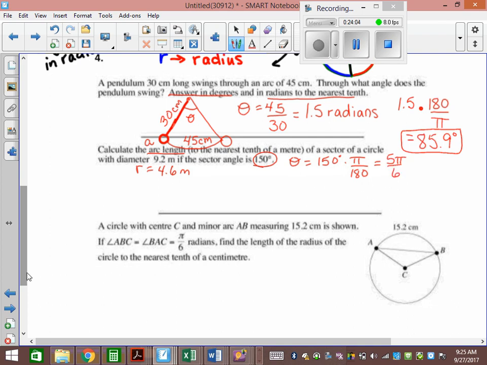And now we can actually do the formula. So the formula is theta equals A over R. Some people like rearranging the formula beforehand. You can do that. I just input the values and then rearrange after. It's up to you. Both work. So theta is 5 pi over 6, and it equals the arc length over the radius, which is 4.6. And this is together, so I'm going to put it in brackets. I just made that look bad.